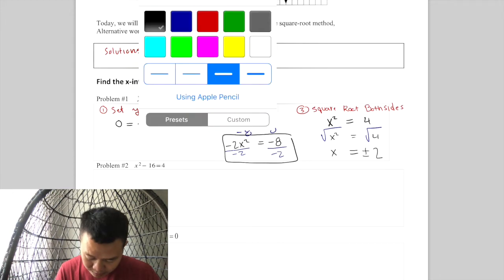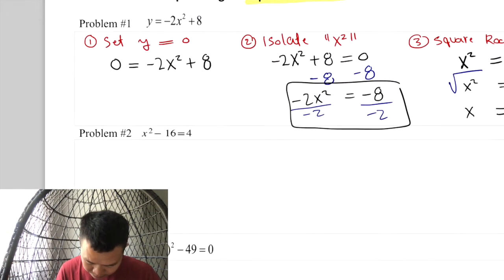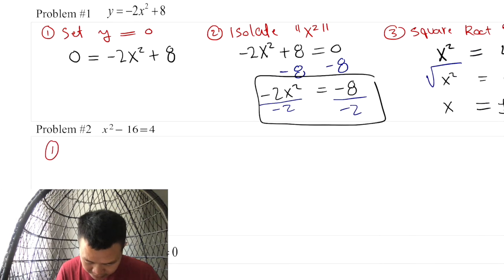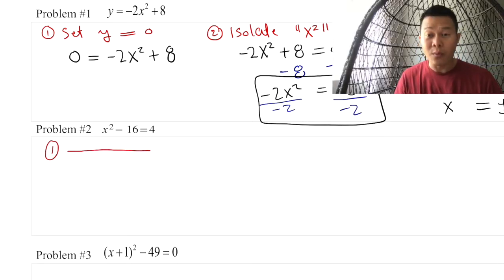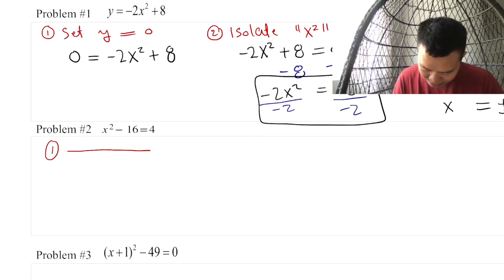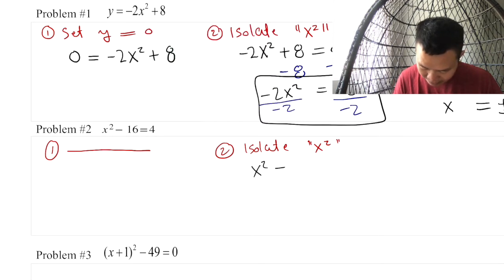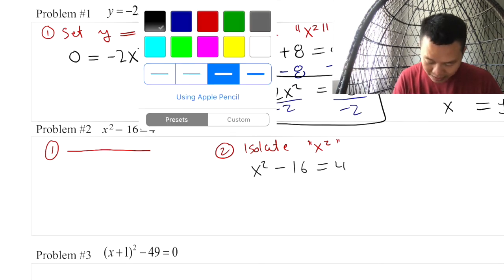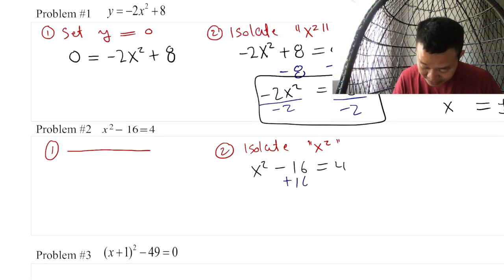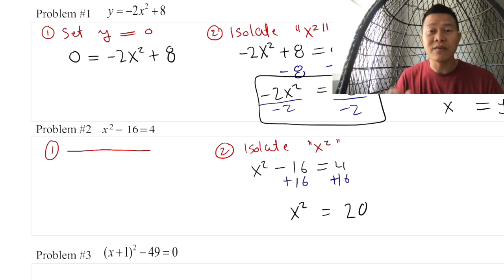So here we go. The next problem, the first step, I am going to set y equals to 0. But remember, there's no y. So therefore, I can skip step number 1. Step number 2, I have to isolate x squared. My problem is x squared minus 16 equals to 4. To isolate x squared, I have to add 16 to both sides. And now I have x squared by itself. Let's move on to the third step.